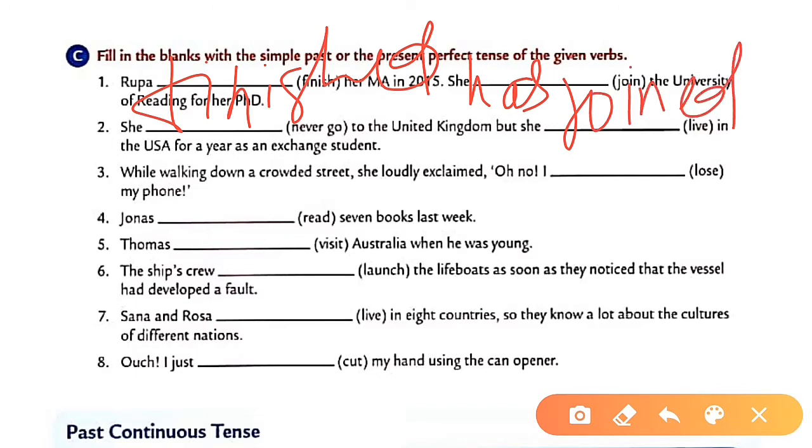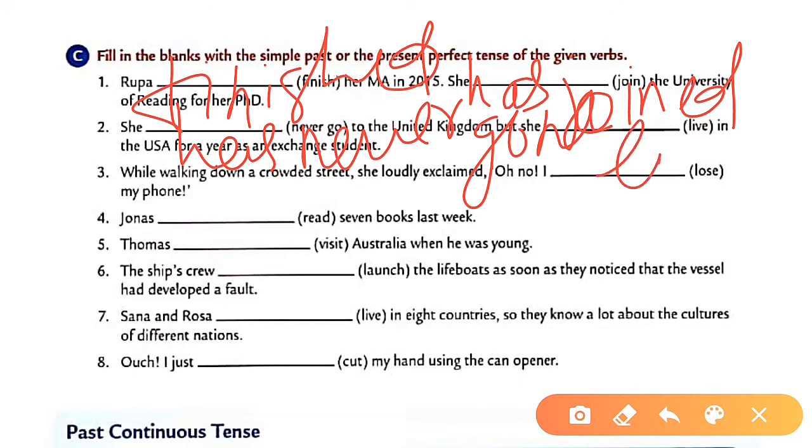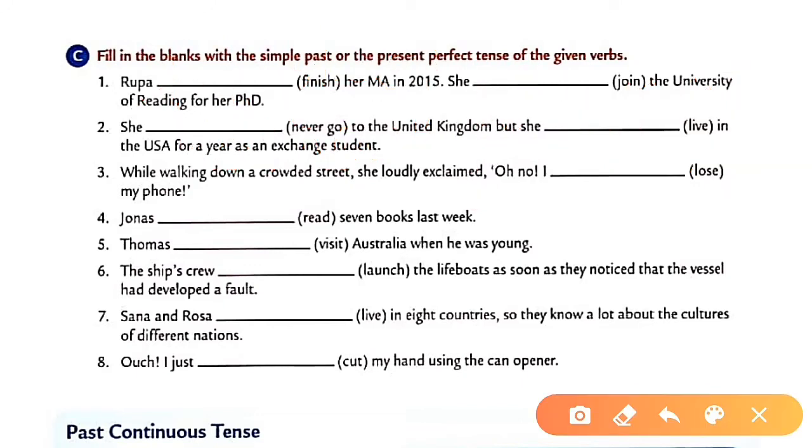Number second: she has never been to the United Kingdom, but she lived in the USA for a year as an exchange student. It is present perfect tense, so she has never gone, G-O-N-E, gone. And next, she lived in the USA, lived. Okay, this is complete. Move to next, number third.